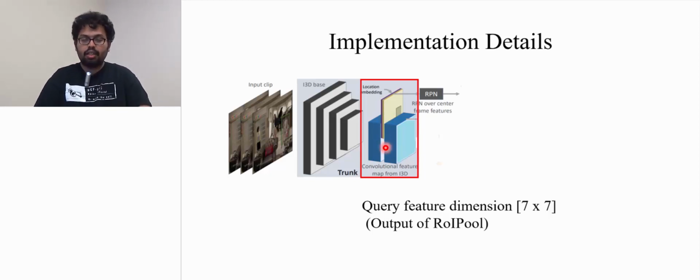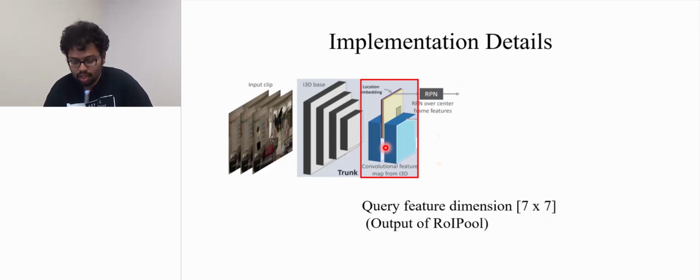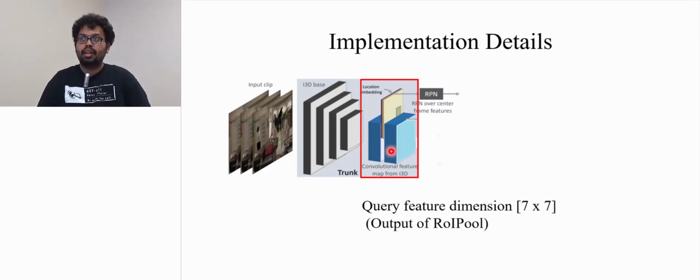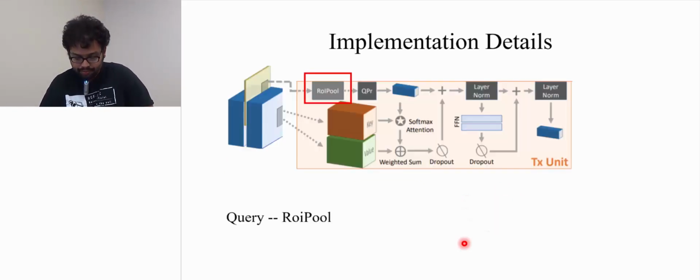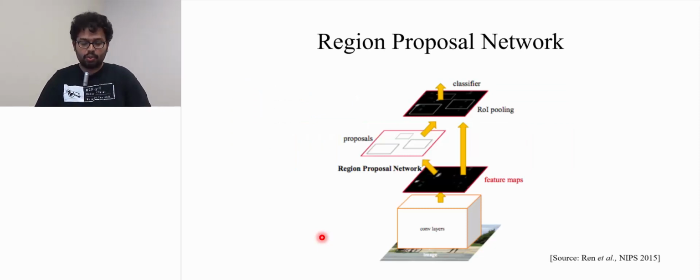They take the center clipped image, center feature vector from this blue cube, as they call it, as their query feature, which is initially a 25 cross 25 feature vector, but after they pass it through a region proposal network, it becomes a 7 cross 7, which is the output of the ROI pooling layer. So basically the query here is passed through an ROI pooling layer, and we'll now see what the region proposal network does.